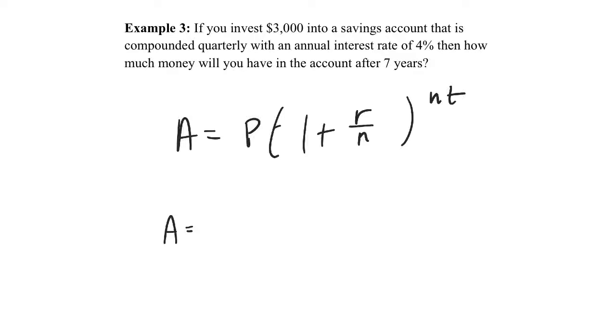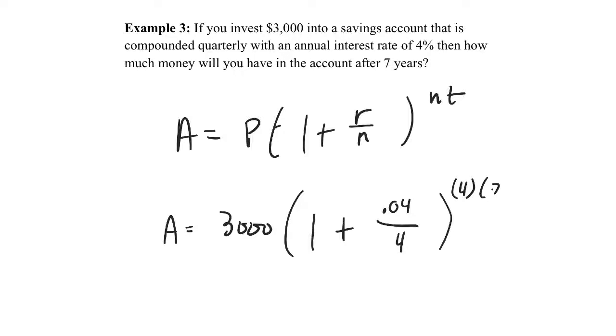The principal is the amount I put in, and I put in $3,000. Principal, the amount you start with. P, principal. 1 plus interest rate. It's got to be as a decimal, so 0.04 over quarterly. If it's compounded quarterly, how many quarters in a year? 4. And then I put a 4 here, and it's 7 years. So your exponent is 28, right? Your exponent here is actually 28. So we have to take the 0.04 and divide it by 4, which gives me 0.01.